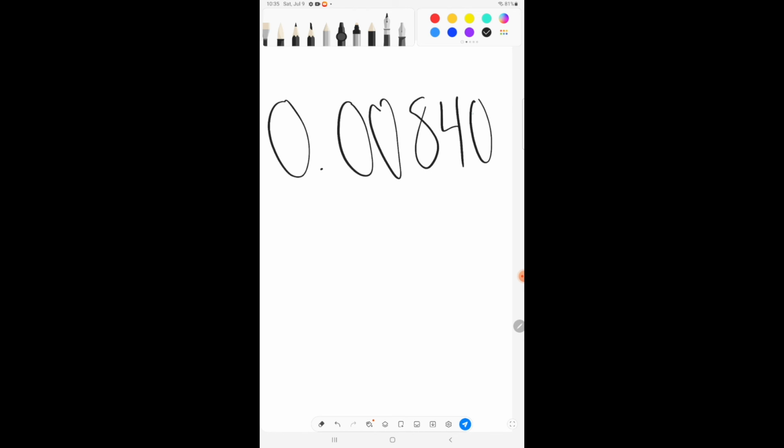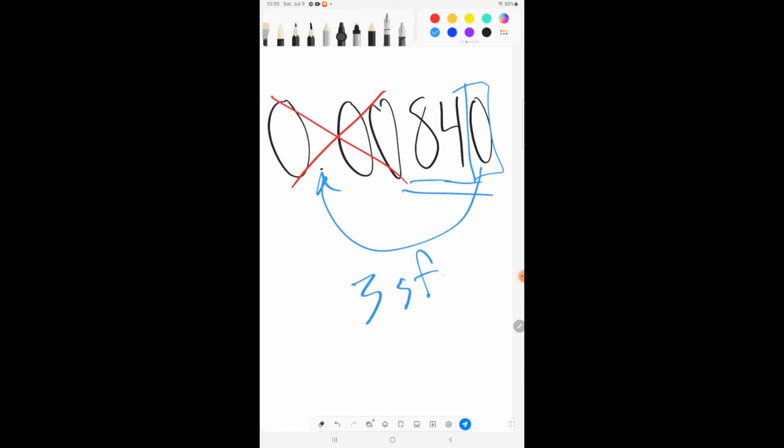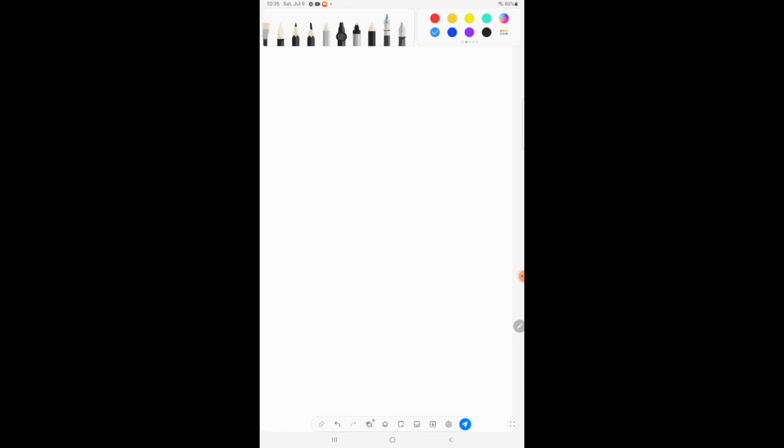Okay, well, with that said, what about 0.00840? Again, leading zeros are always insignificant. Those are insignificant. 8 is a non-zero number. It's always significant. 8 and 4 are significant. And this 0 is a trailing 0. We have a decimal point here. Trailing zeros are always significant. So we have 3 sig figs. That's it for this video.